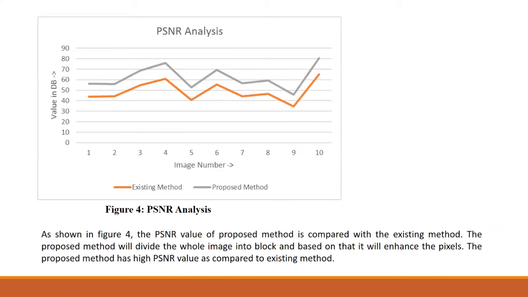The next parameter is PSNR, or peak signal to noise ratio. We can say that in the proposed method, we are able to have a high value of PSNR as compared to that of the existing method, which means that our image is of high quality and it has high contrast.